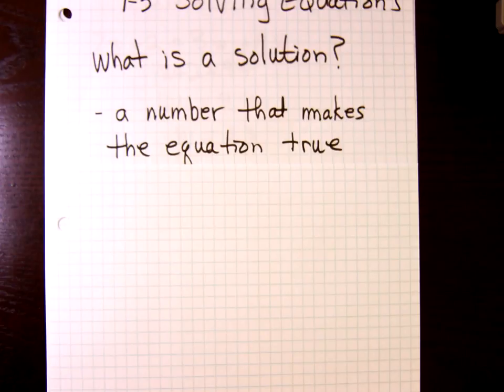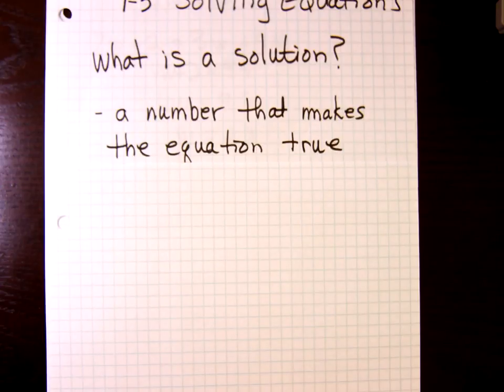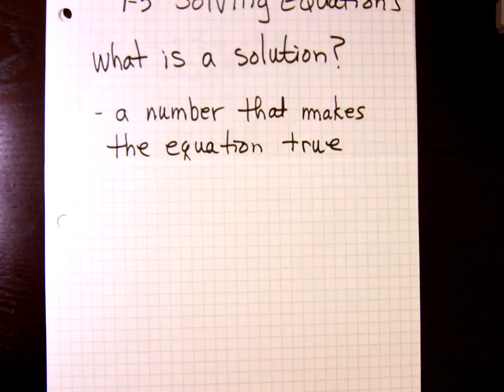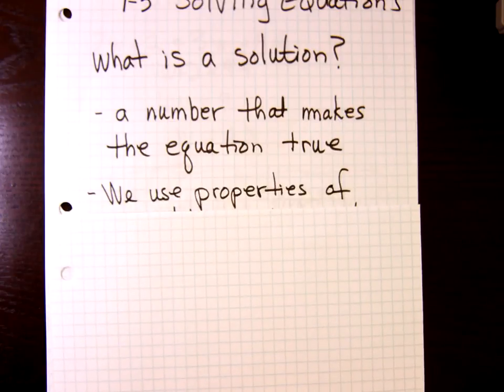We talked the other day about having an equation where the result was 7 equals 10. So that meant that that equation was not true, therefore the number was not a solution to the equation.